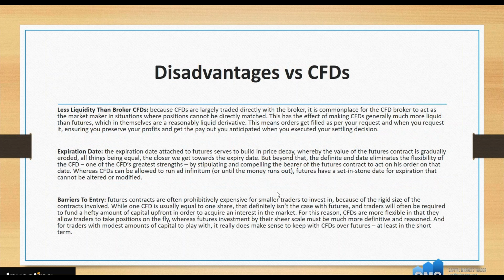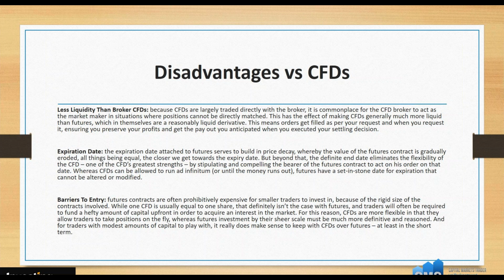So if you want to trade with futures, there is less liquidity than with broker CFDs. Because CFDs are largely traded directly with the broker, it's commonplace for a CFD broker to act as the market maker in situations where positions cannot be directly matched. This has the effect of making CFDs generally more liquid than futures, which in themselves are a reasonably liquid derivative. This means orders get filled per your request and when you request it, ensuring you preserve your profits and get the payout you anticipate when you executed your trading decision.